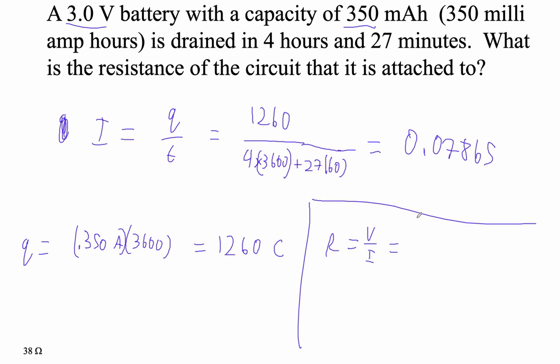Okay, so let's see. V is 3 volts, and this is our current, 0.07865. So 3 divided by the answer I just got. And I get that the resistance is 38.14 ohms.